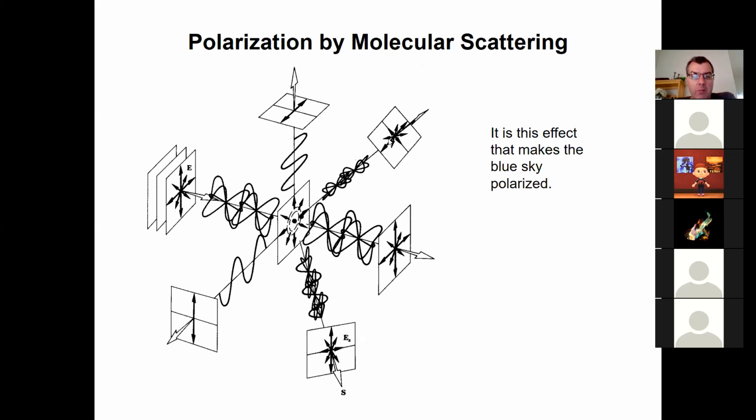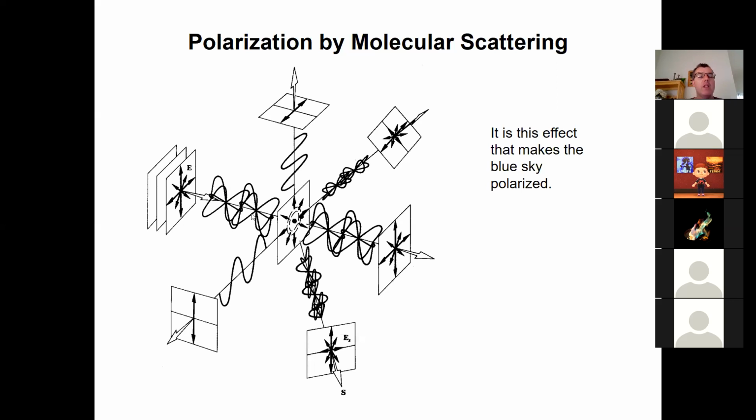Out here, it's a mix. It's a skewed mix, more one than the other, but it's a mix. But along this direction, the polarization of the light will be along the edge of the circle. Got it. Thank you.